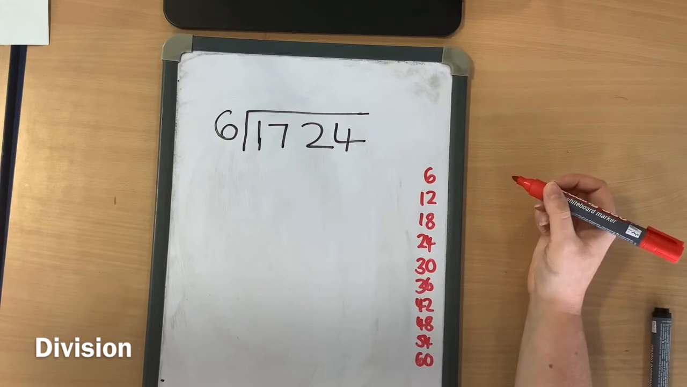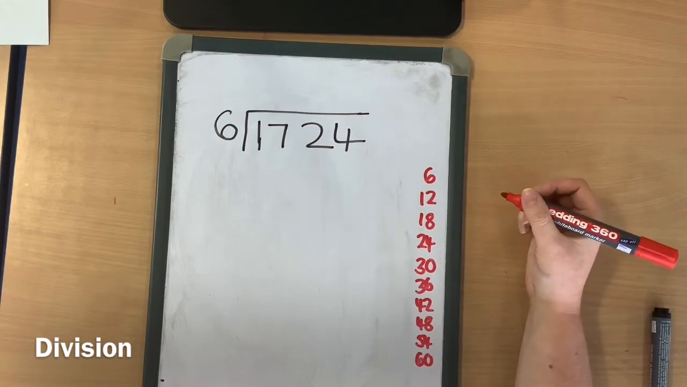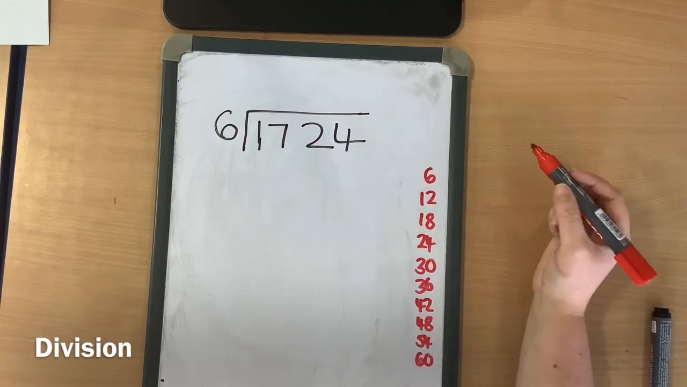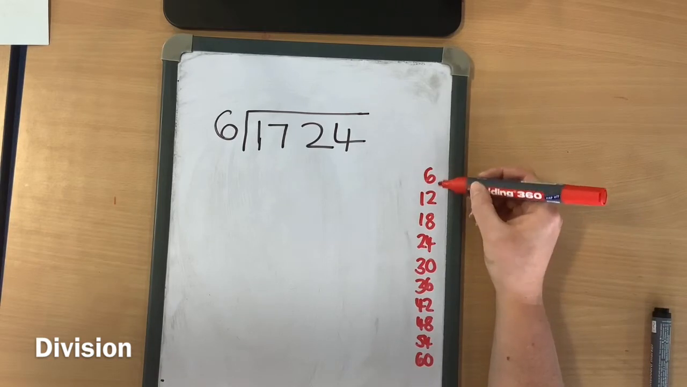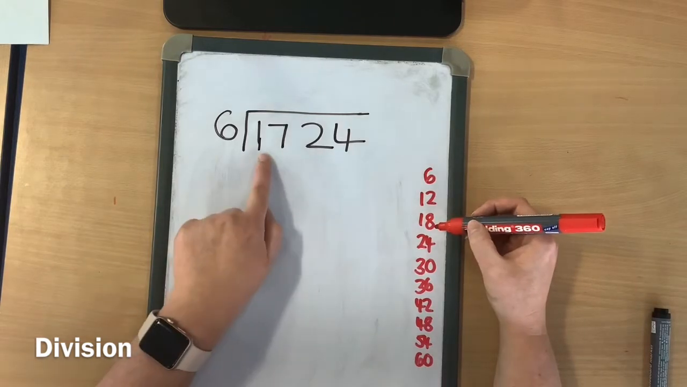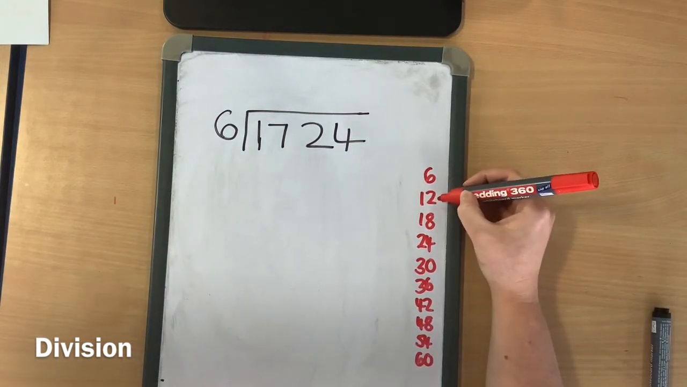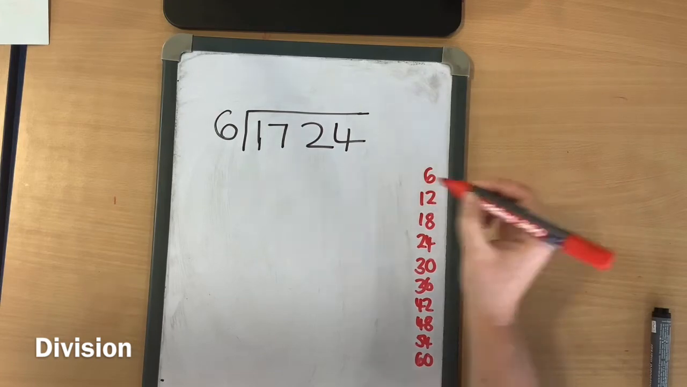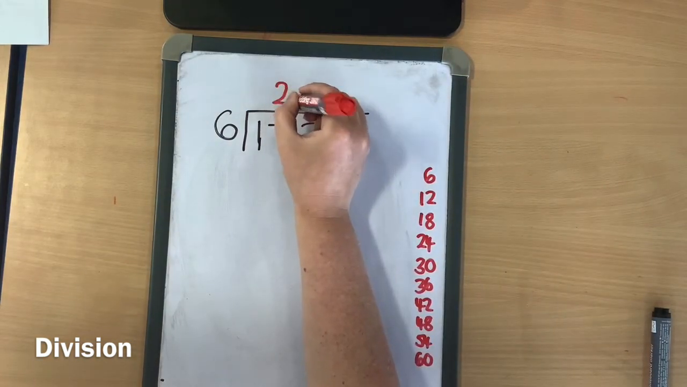How many lots of 6 can fit into 17, without going over 17? So, okay, so 6, 12, 18. So 18 is a bit too far because 18 is larger than 17. Okay, so that tells me that 17 divided by 6, 6 can go into 17 twice, so 2 lots. So I'm going to put my 2 up here.